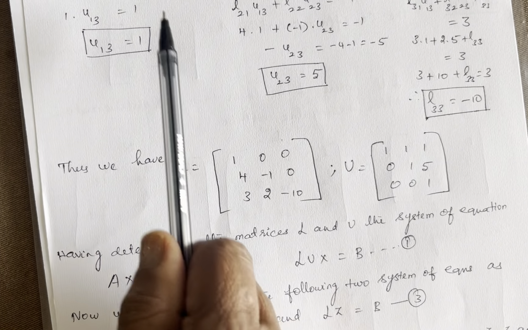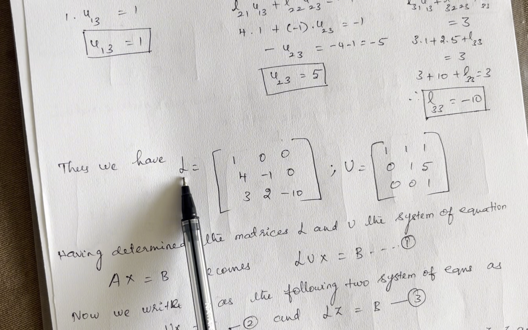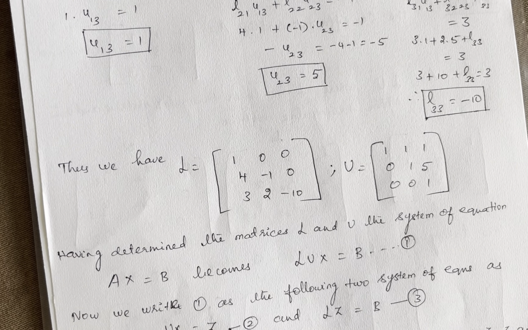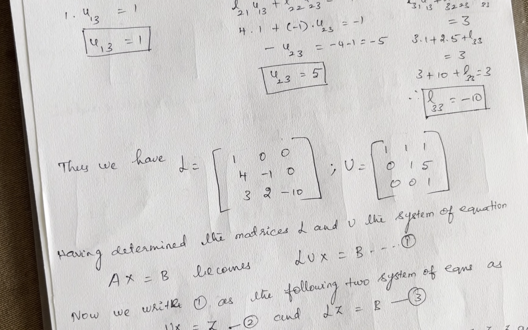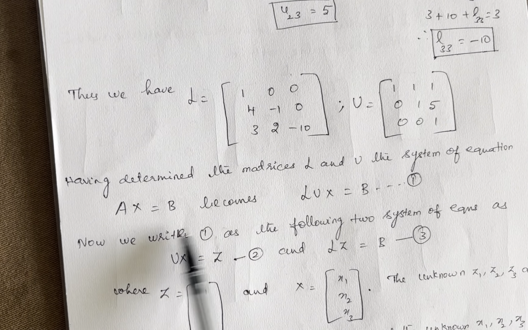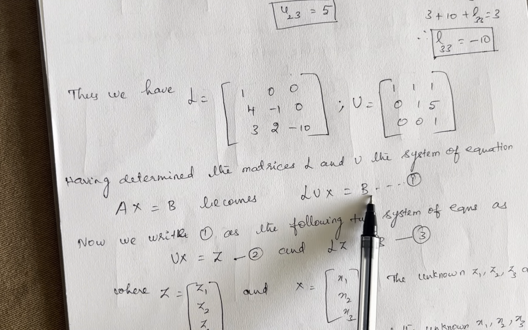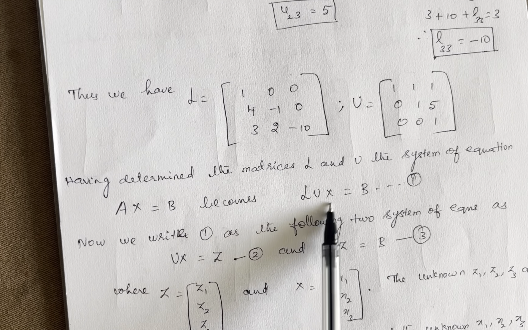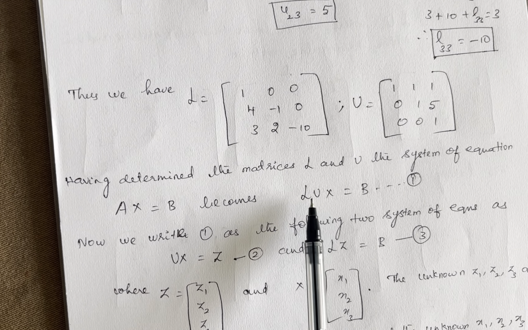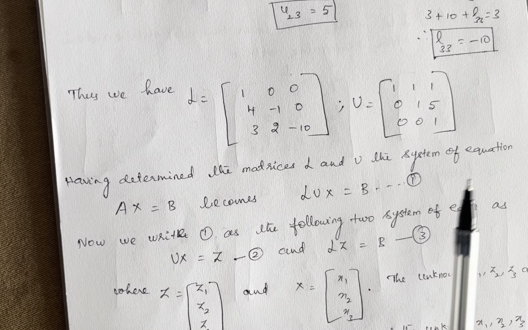All these Li values and Ui values I am substituting in the matrix, and I am getting the lower triangular matrix as well as the upper triangular matrix. Then, having determined the matrices L and U, the system of equations Ax is equal to B becomes LUx is equal to B. That is, I am replacing A by LU, so I am getting the equation LUx is equal to B. That is going to be equation number 1.